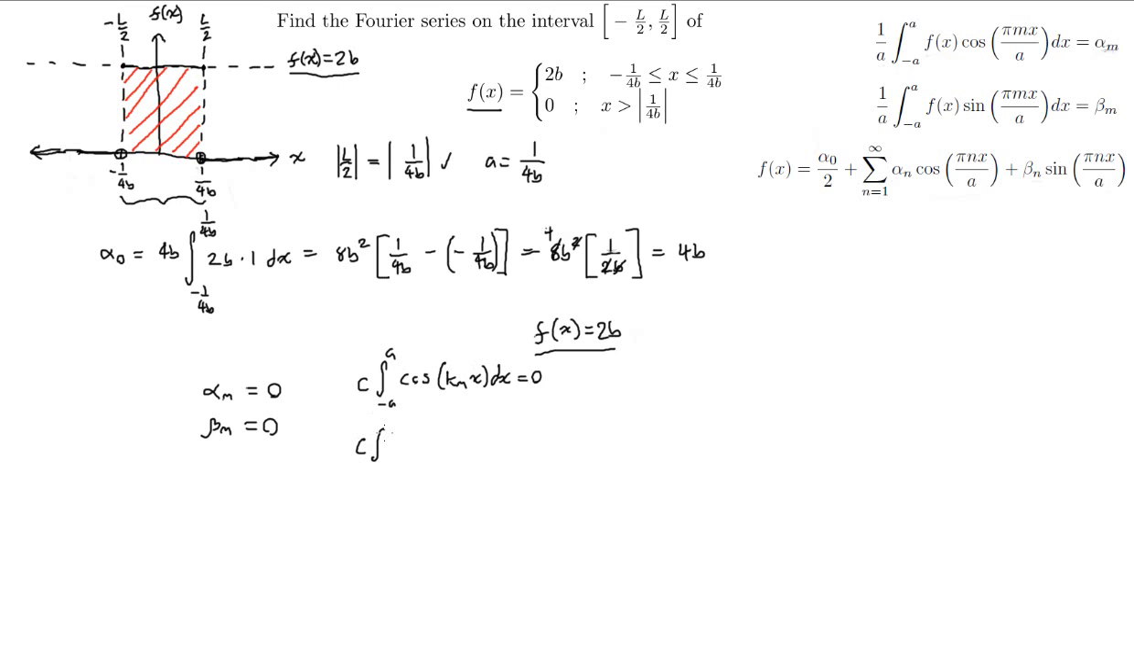And for beta sub m, you basically have the same thing, except this is a sine. Over a symmetric interval, the area under this curve will be exactly 0. You'll have a positive area, you'll have a negative area, and they'll cancel out. And it's the same story with this one. So basically, this is our answer right here.